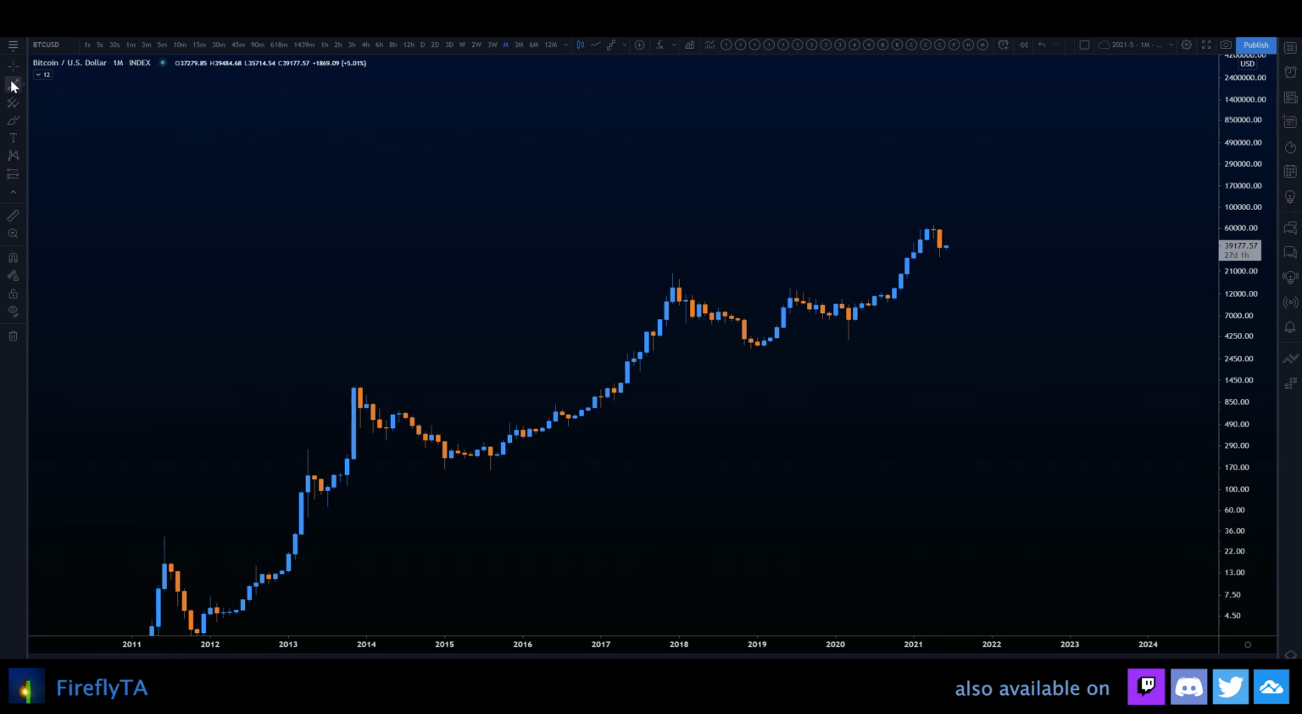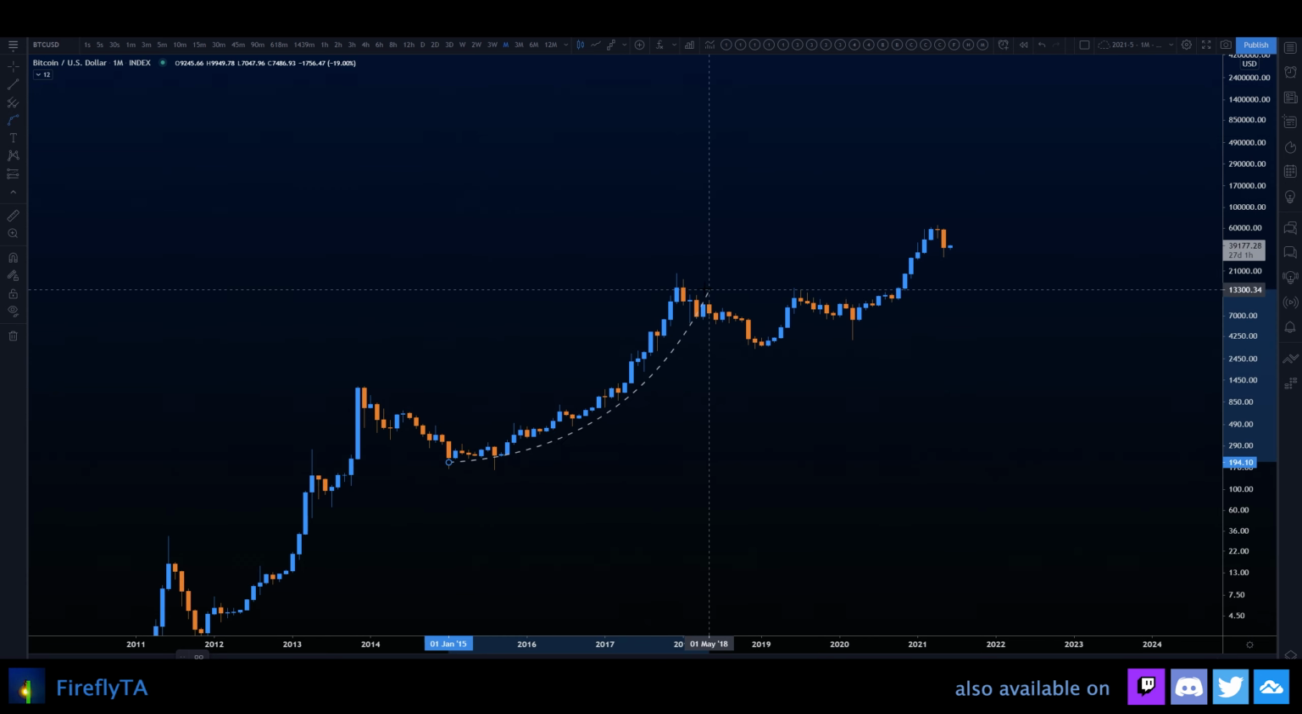Okay, the first thing is 2015 to 17 was a textbook parabola. It was a textbook parabola. Beautiful. It's what we are seeing right now on the lower time frames. Then we had a break into what we call a bear market, but actually what it is is just sideways. It's just a sideways continuation pattern.